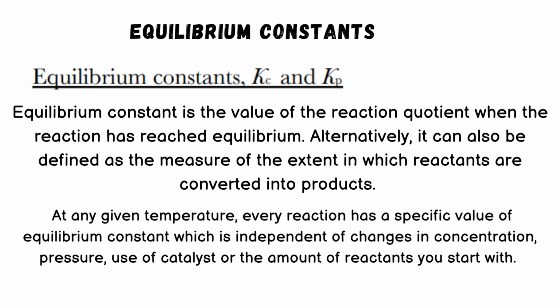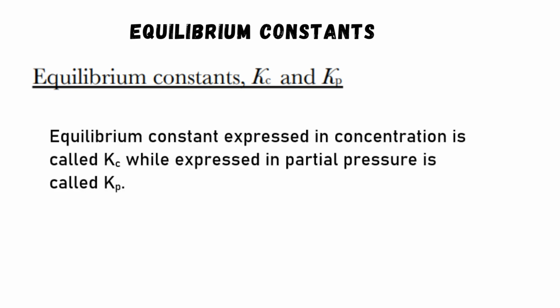At any given temperature, every reaction has a specific value of equilibrium constant, which is independent of changes in concentration, pressure, use of catalyst, or the amount of reactants you start with. Equilibrium constant expressed in concentration is called Kc, while expressed in partial pressure is called Kp.